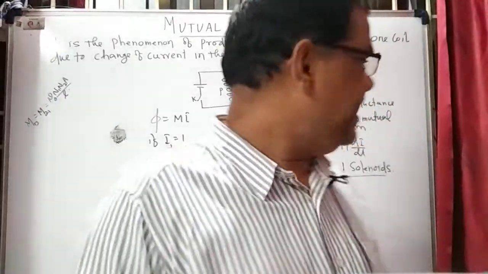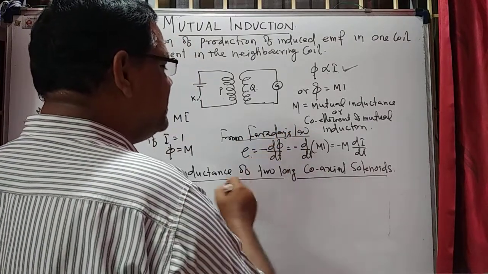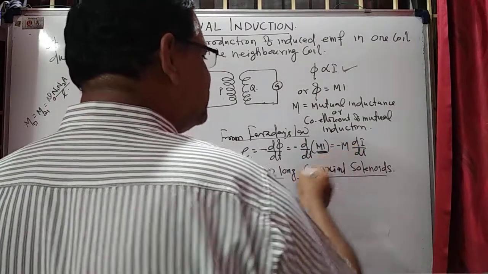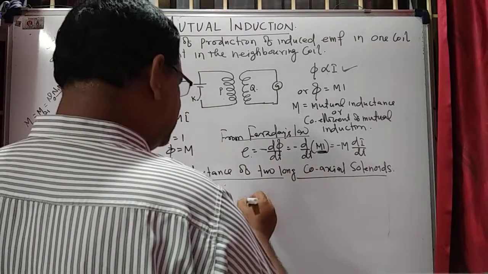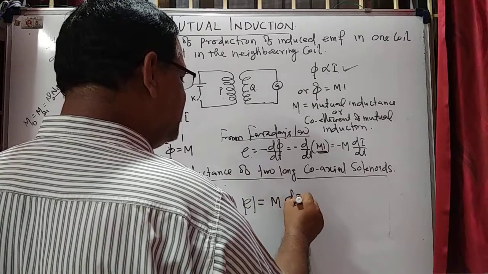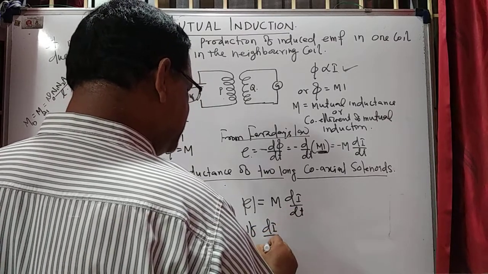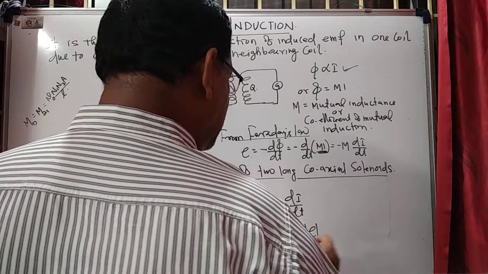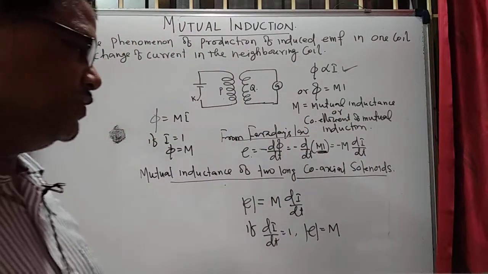In the other way also, if you use Faraday's law, E equals minus d phi by dt, that is equal to minus d by dt of M I, that is minus M dI upon dt. Here the magnitude of E must be equal to M into dI upon dt. So if dI upon dt is equal to 1 unit, then the EMF induced in the secondary coil is equal to the coefficient of mutual induction or mutual inductance.